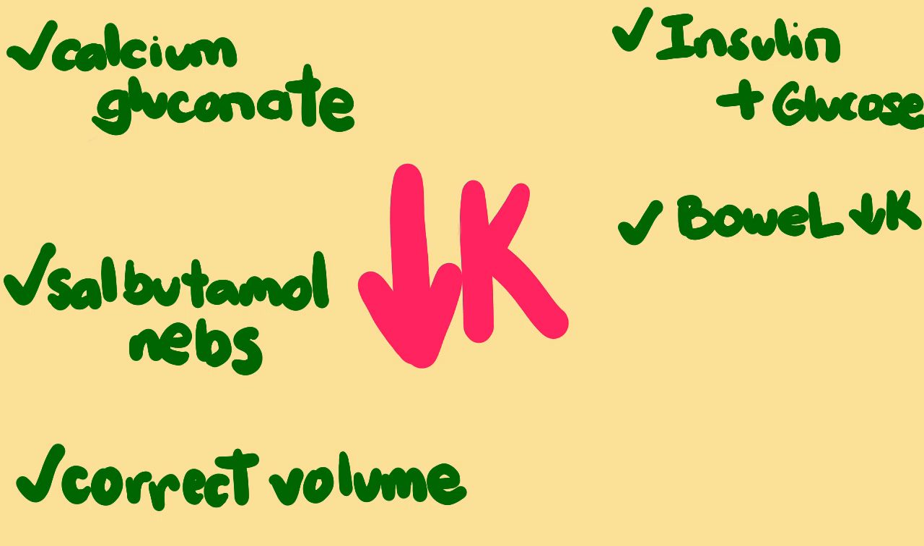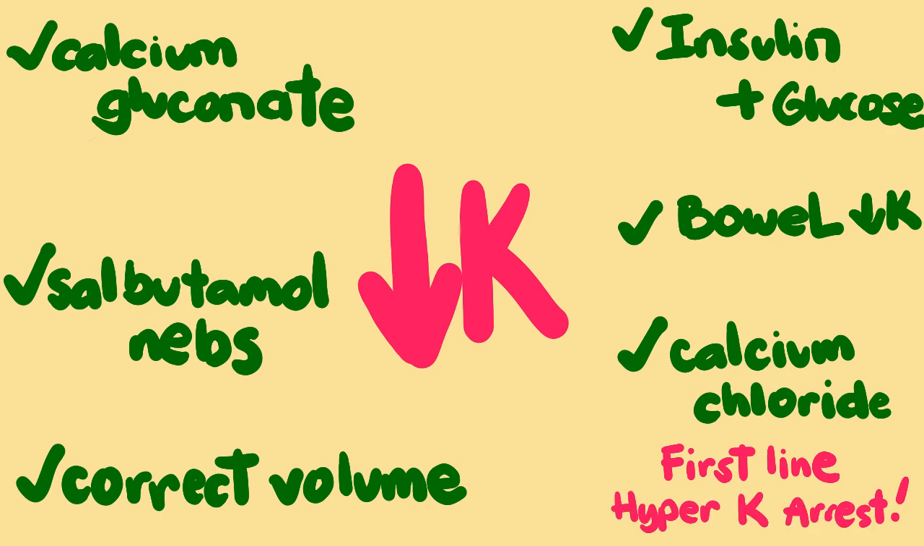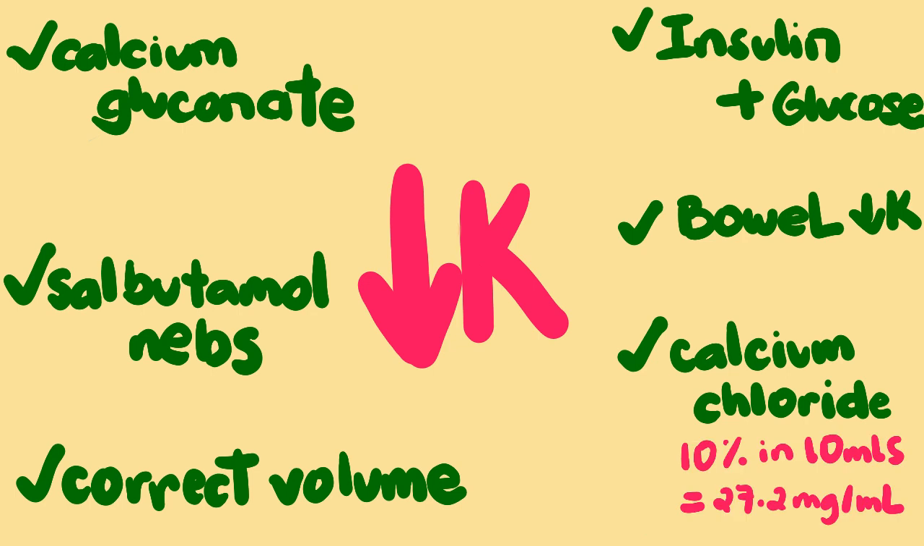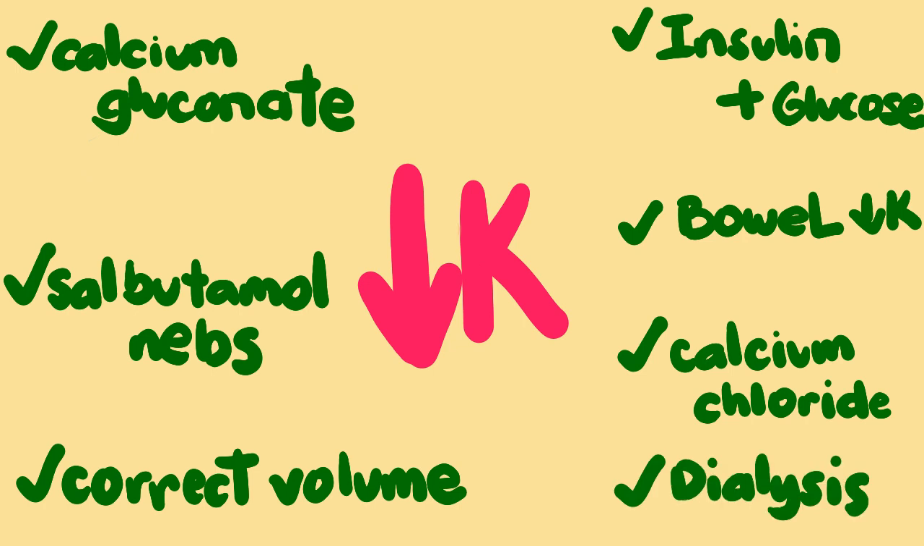In ALS, calcium chloride is the drug of choice as a protective measure and as the first-line drug during hyperkalemic arrest. Take note, we stock calcium chloride in the arrest trolley, which is threefold higher in concentration than calcium gluconate. And lastly, through the initiation of hemodialysis.